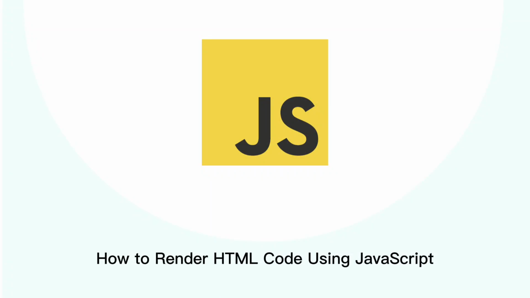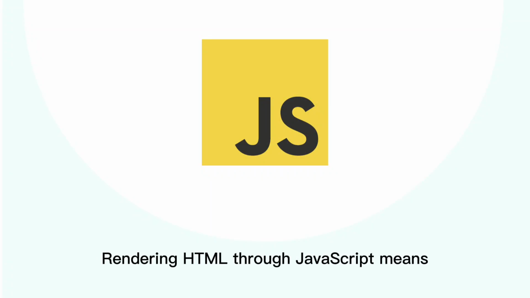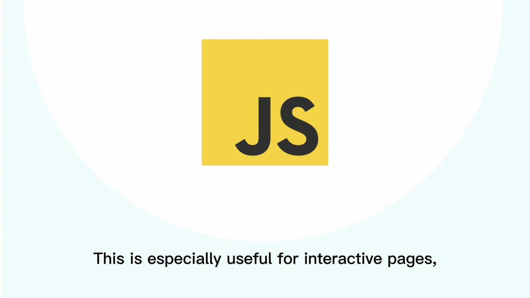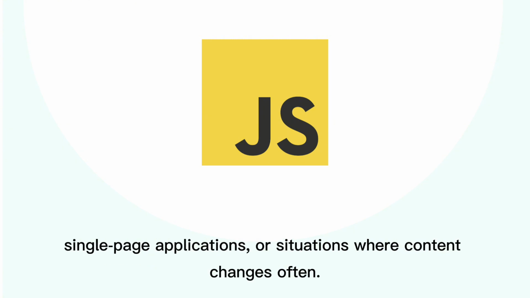How to render HTML code using JavaScript. Rendering HTML through JavaScript means you can dynamically build or update a web page's content without reloading it. This is especially useful for interactive pages, single-page applications, or situations where content changes often.